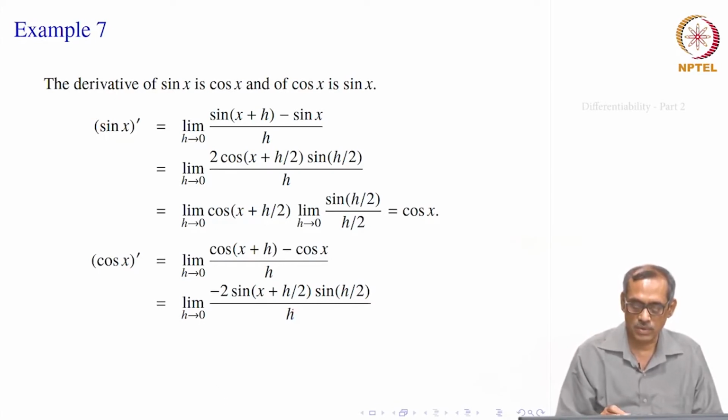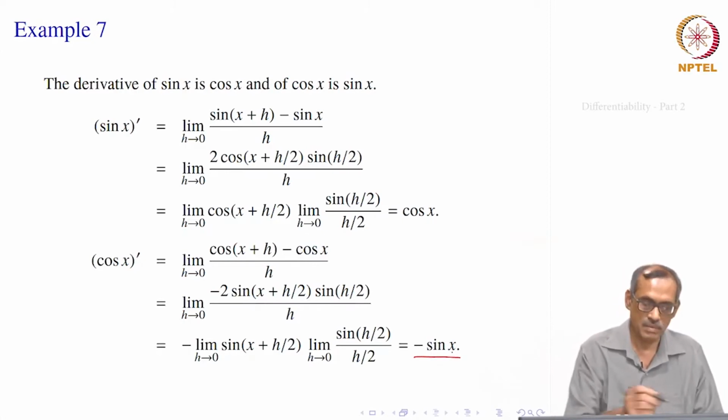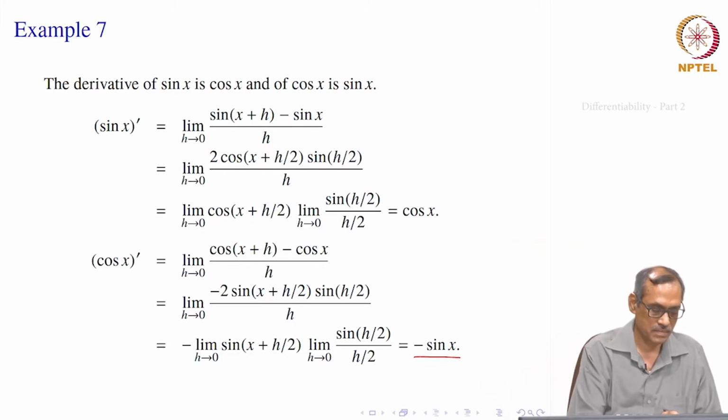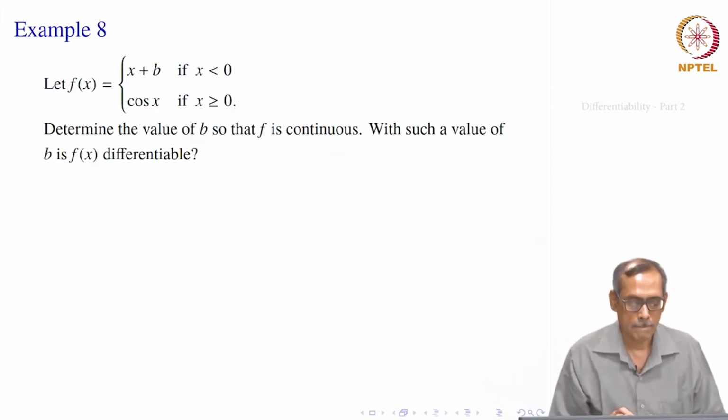So, again h by 2 will come. So, sin h by 2 by h by 2 becomes 1, and sin of (x plus h by 2), when h goes to 0, will be sin x. So, this minus sign remains, you get minus sin x. So, that is just a verification of the derivative of cosine x and sin x. Okay. Let us take another problem.